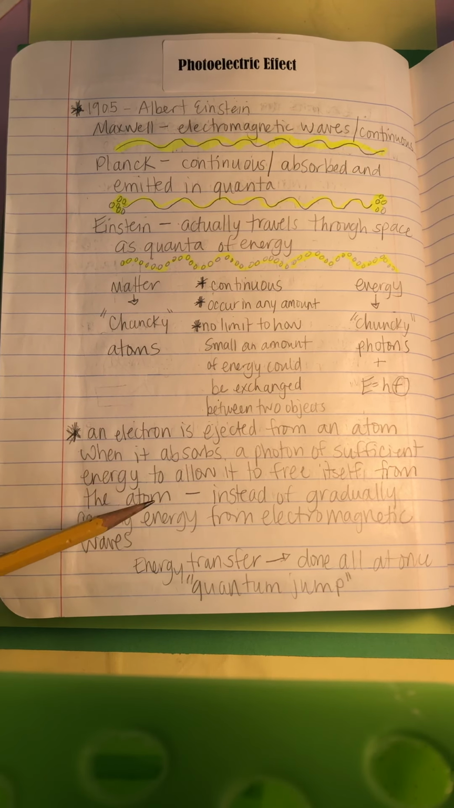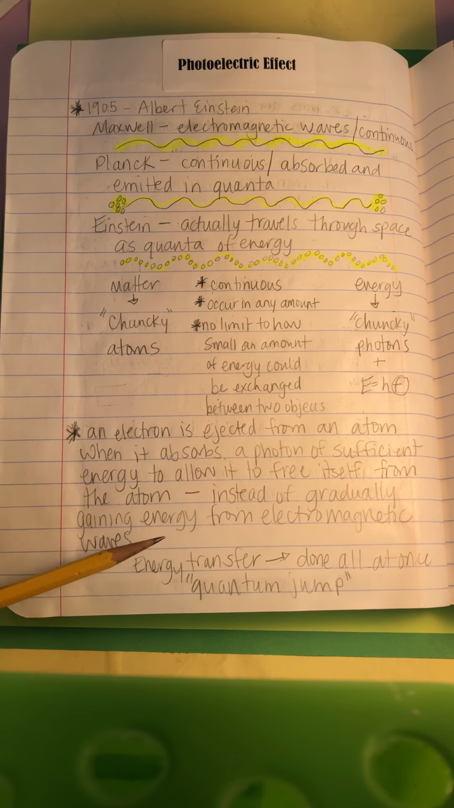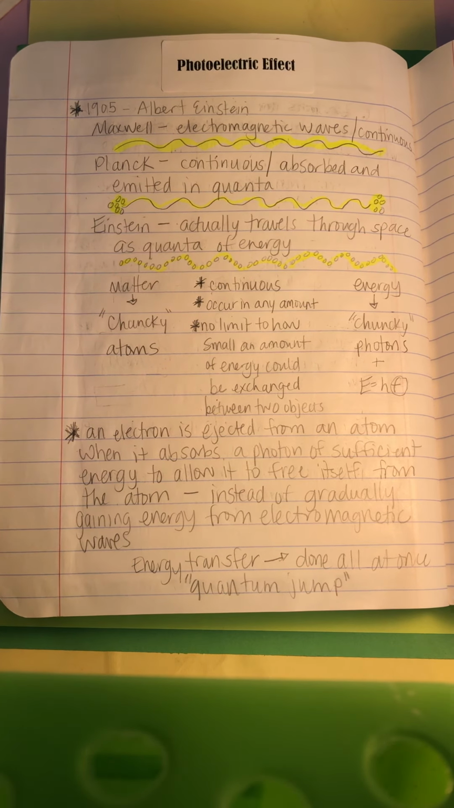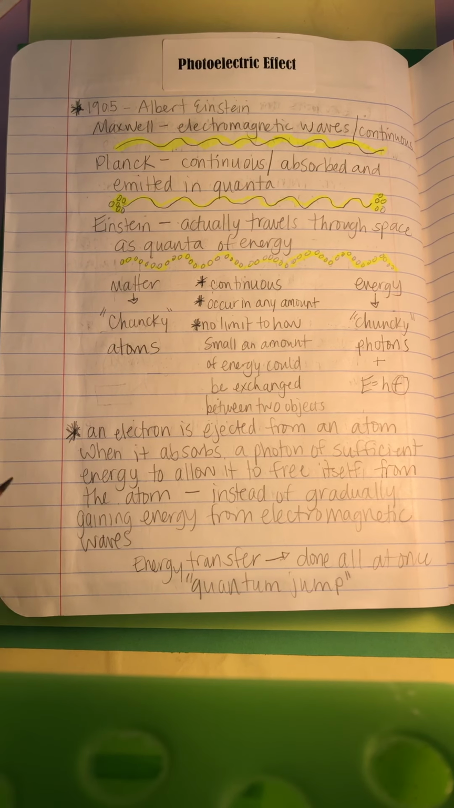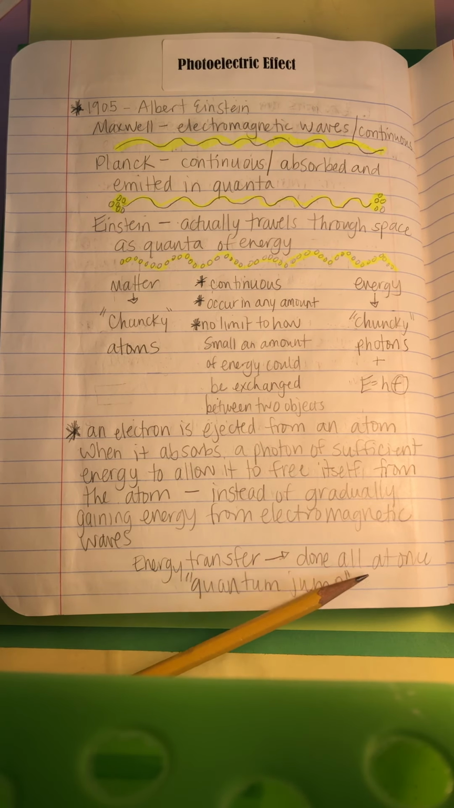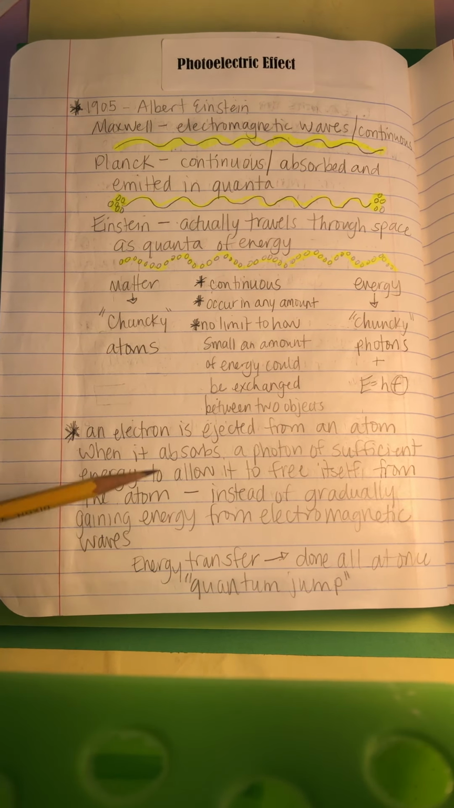And so the idea was, instead of it gradually gaining energy from the electromagnetic waves, there had to be a certain amount of sufficient energy to make it pop off. And so that's when these quanta began to really fit with this photoelectric effect. Then Einstein is able to explain. So energy transfer is done all at one time in this particular theory.